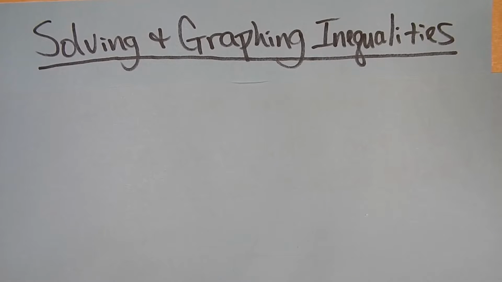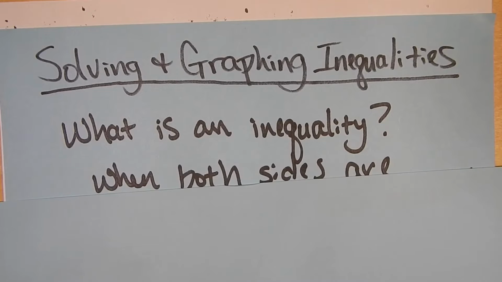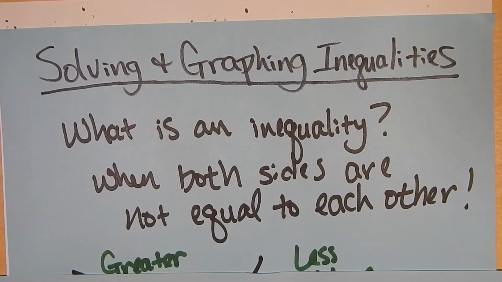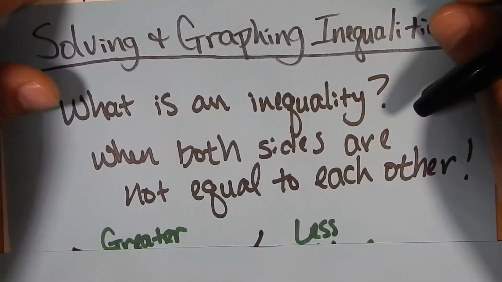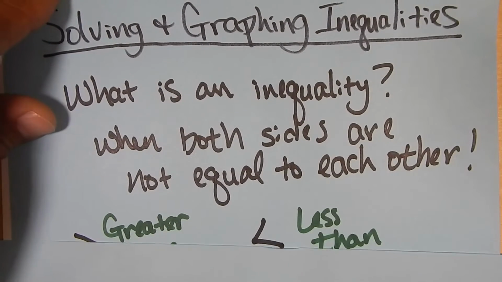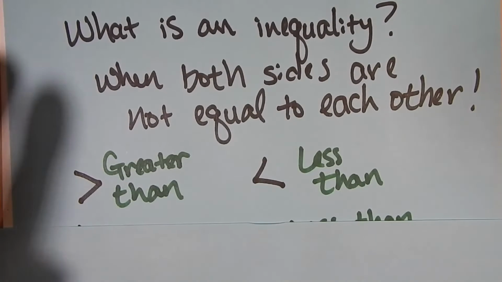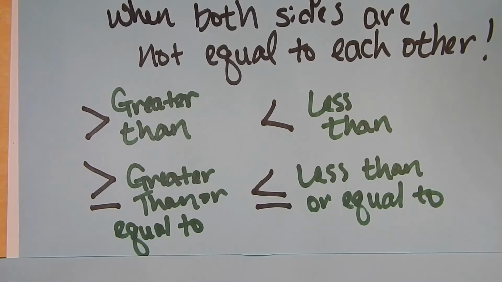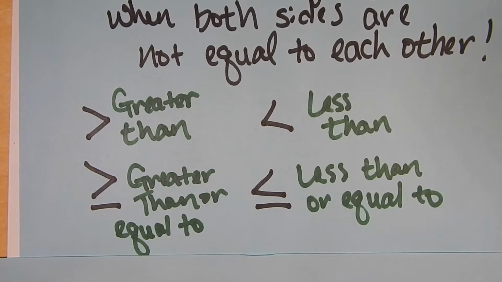Your question might be, what is an inequality? What does it mean for things to be unequal? Well, if something is not equal to something else, what does that mean? We could have one side greater than the other side, one side less than the other side. And in some cases, it could be greater than or equal to, or less than or equal to. And we have mathematical symbols for approaching those.